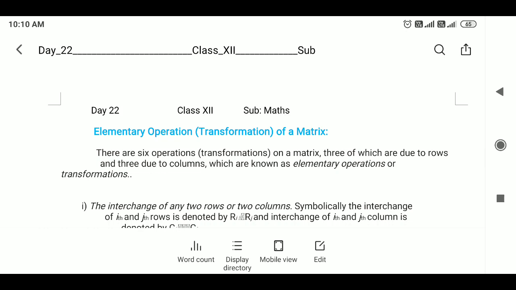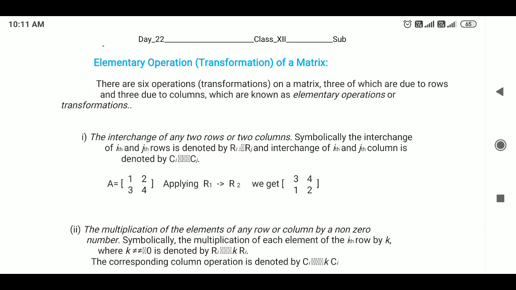There are 6 transformations on a matrix, 3 of which are due to rows and 3 due to columns, which are known as elementary operations or transformations. It means we are having 6 elementary transformations, 3 are on rows and 3 are on columns. Now we apply. How will you apply?